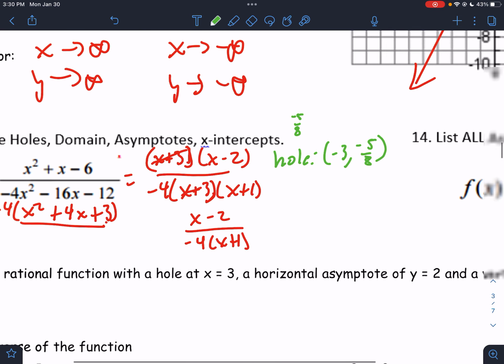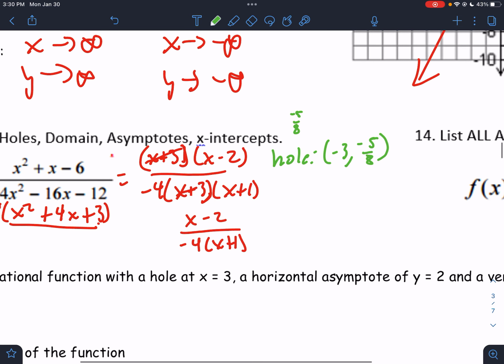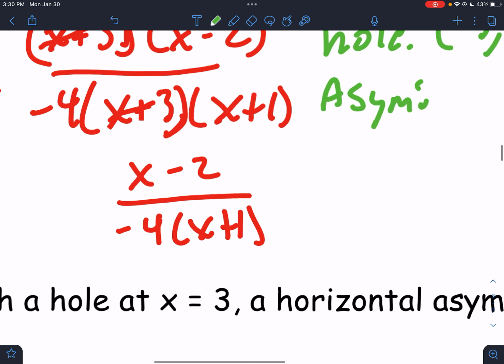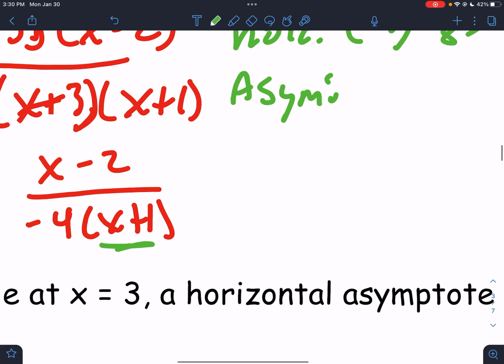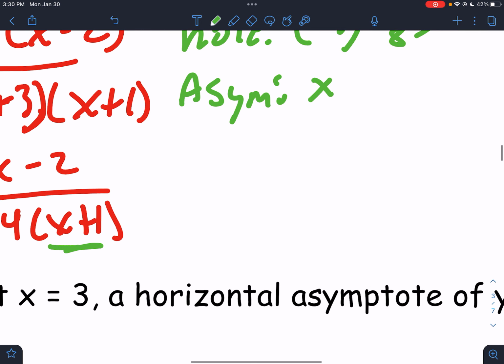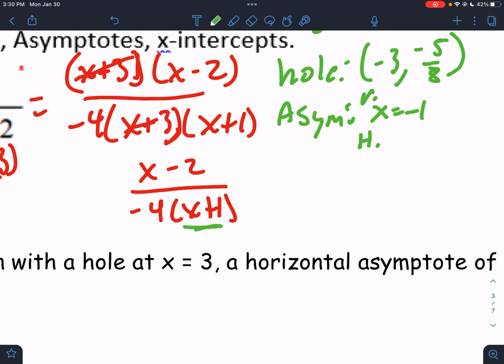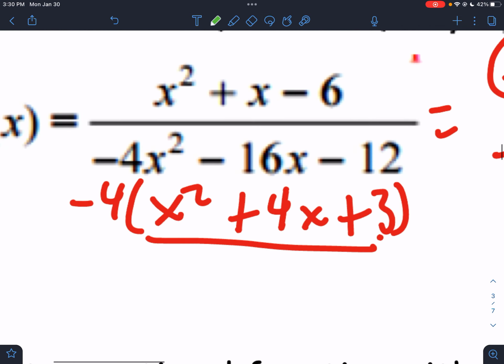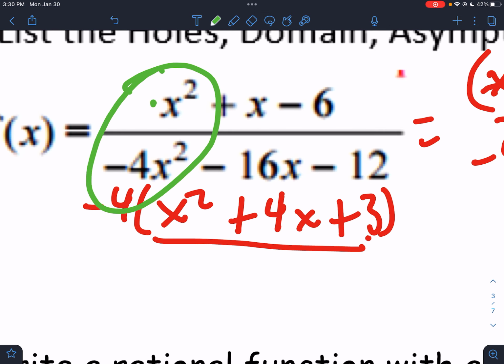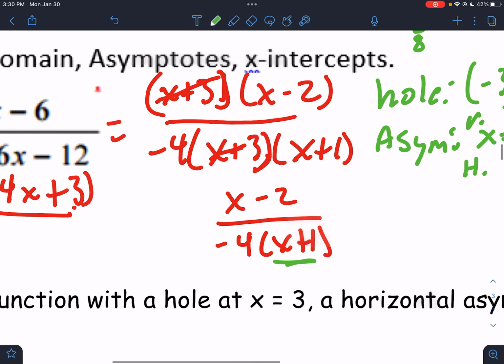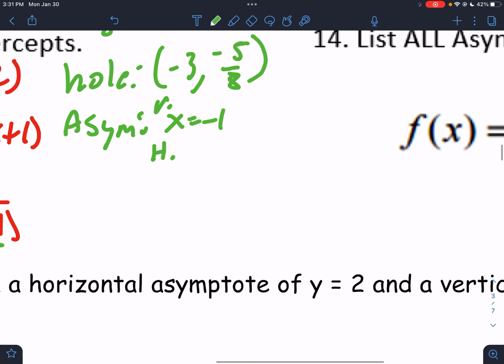Okay. What's the other thing? We got holes, domains. Well, I want the asymptotes before I get the domain. So asymptotes, we have a vertical here. That's when the bottom is 0 at x equals negative 1. That's a vertical. We have a horizontal. If we go back to the original, it's the same degree. What's that ratio? It'd be y equals negative 1/4. So we have a horizontal at y equals negative 1/4.